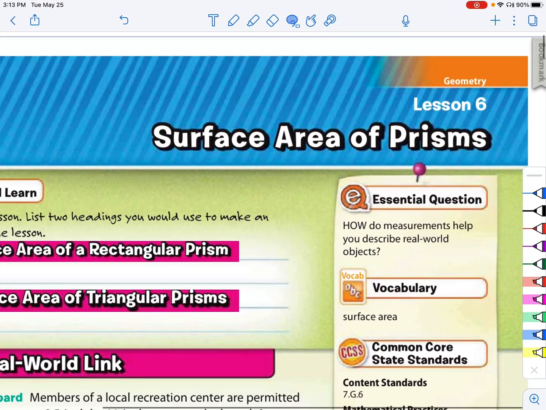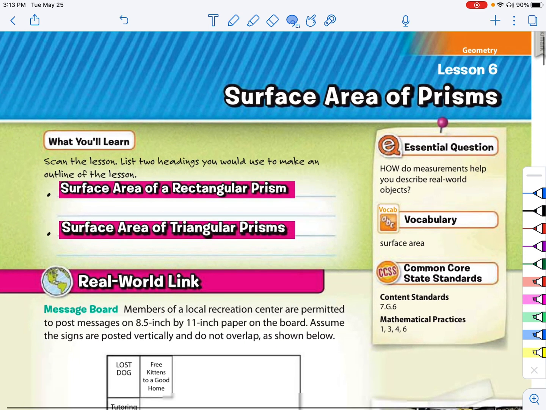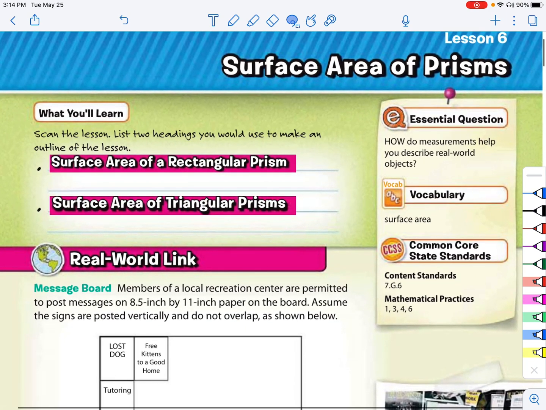This is lesson 6 of chapter 8, and in this lesson, we're going to be talking about the surface area of prisms. So, in this chapter so far, we've discussed circles, their circumference, and areas. We also discussed how to find the area of composite figures, and after that, we found the volume of rectangular prisms and triangular prisms, and at the same time, pyramids. So in this lesson now, we're going to be talking about how to find the area or surface area of prisms.